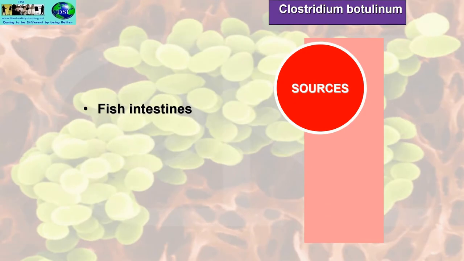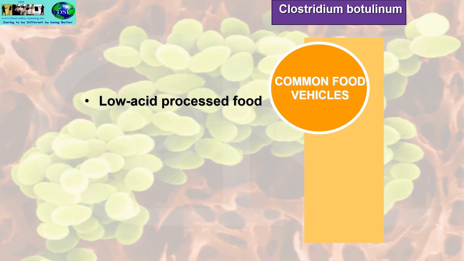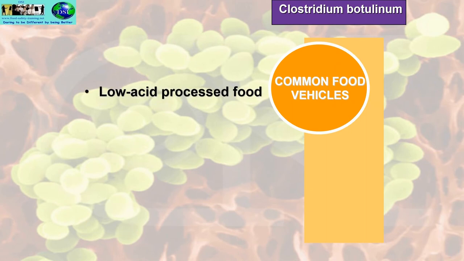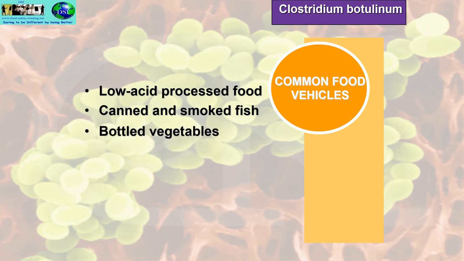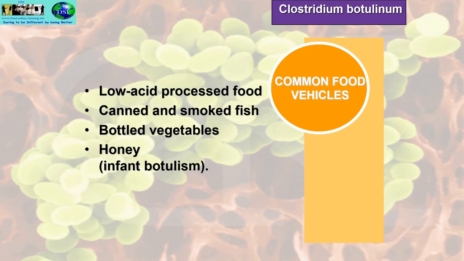Sources include fish intestines, soil, vegetables. Common food vehicles: low acid processed food, canned and smoked fish, bottled vegetables, honey. In fact, it aids in something called infant botulism.